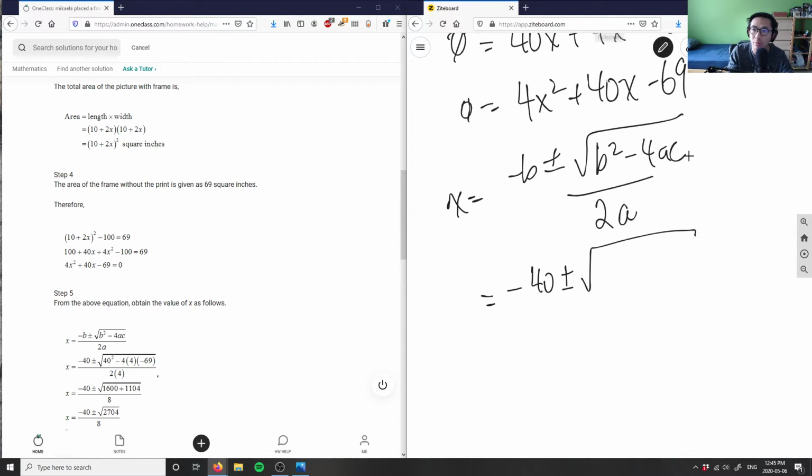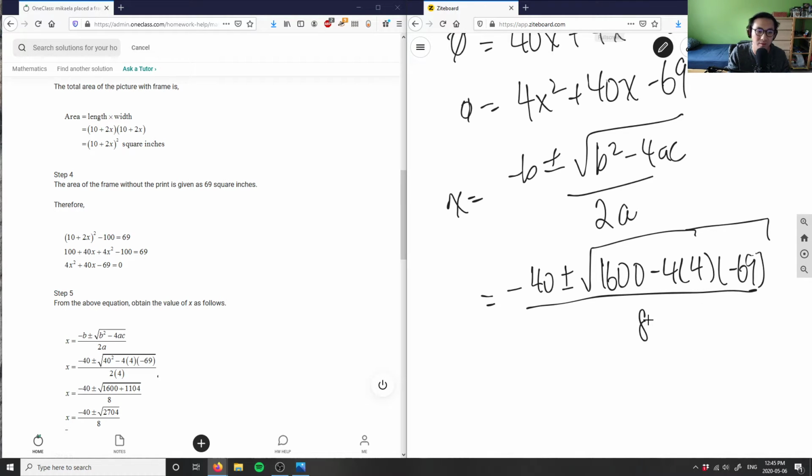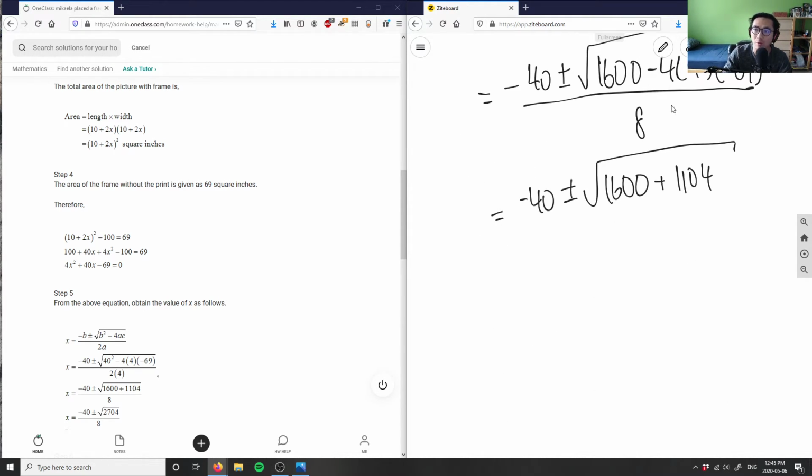negative 40 plus or minus, b squared here is 40 squared, which is 1600, minus 4 times a, which is 4, times negative 69. So this here is extended here, all over 2 times 4, which is simply 8, right? So this here is negative 40 plus or minus, and then 1600, 4 times 4 times negative 69. So 4 times 4 times negative 69 is going to give me negative 1,104, or I can simply say plus 1,104 here, all over 8.